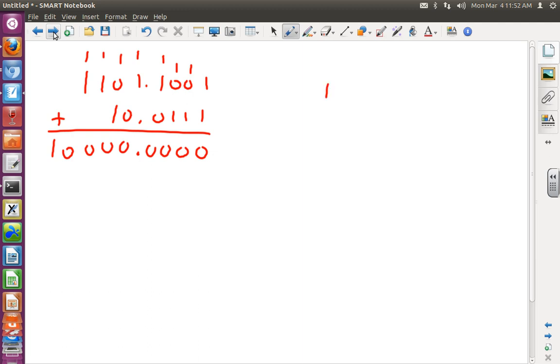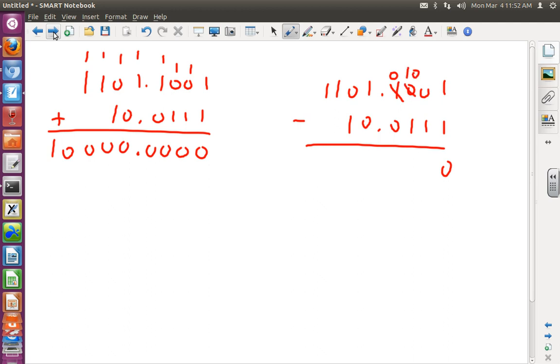All right. 1101.1001 minus 10.0111. All right, let's subtract. 1 minus 1, 0. 0 minus 1. You can't do that. You can't borrow from here, so bring it from there. So 0 then, 10 but 1 then, and 10 minus 1 is 1. And 1 minus 1 is 0, 0 minus 0 is 0, and 1 minus 0 is 1.